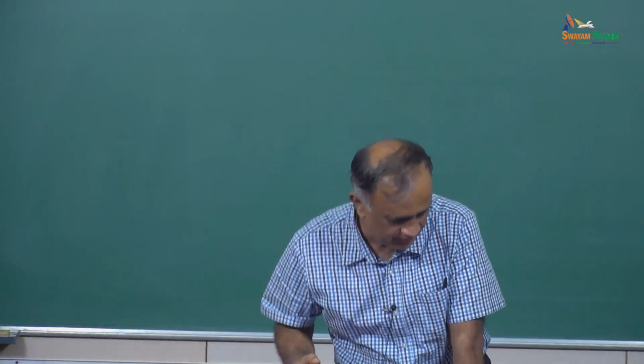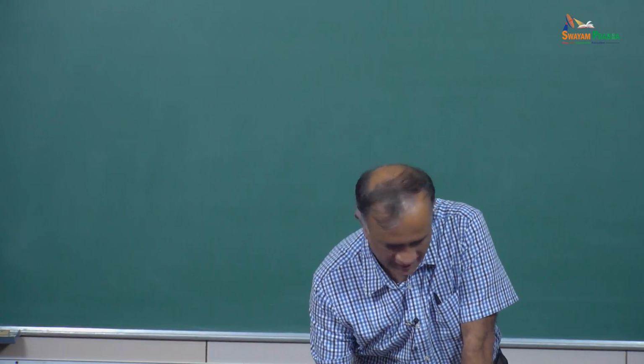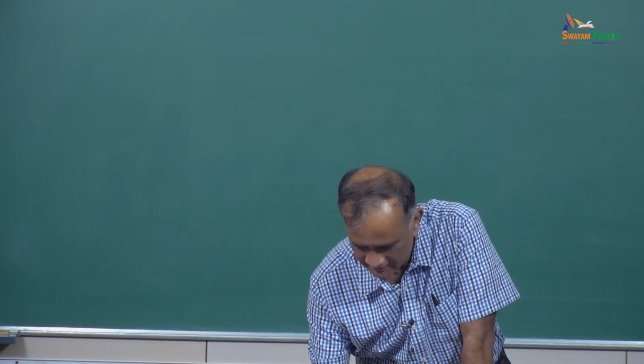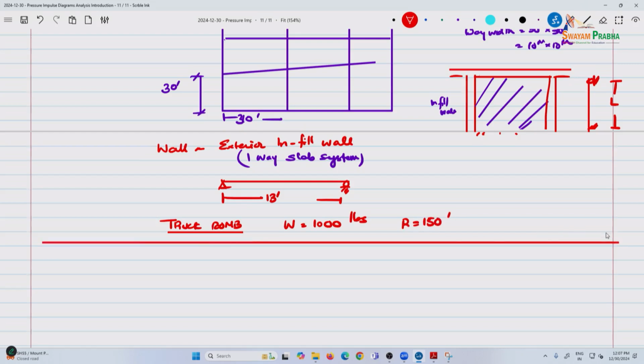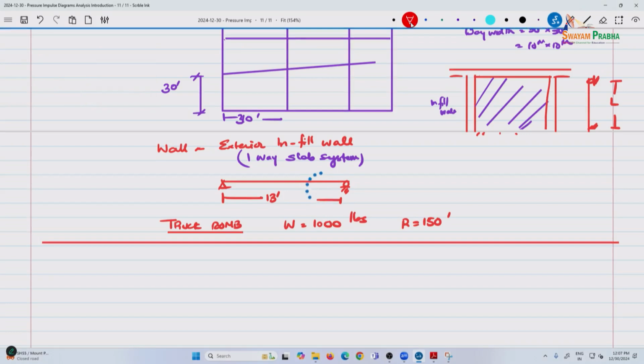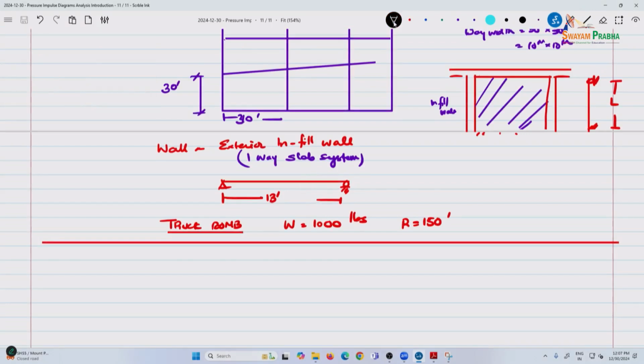So, one-way slab system, this is 13 feet and it's a truck bomb, and say W equal to 1,000 pounds, R is equal to 150 feet. I know if you're mechanical, you have perhaps not seen this, but try to follow as best as you can. I'll outline each and every step.